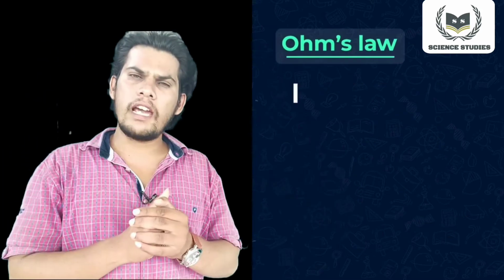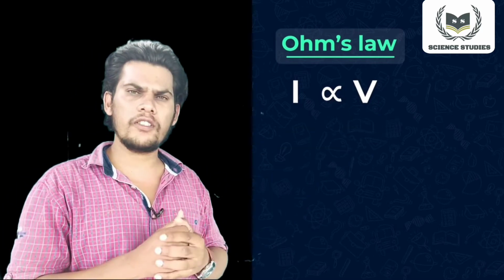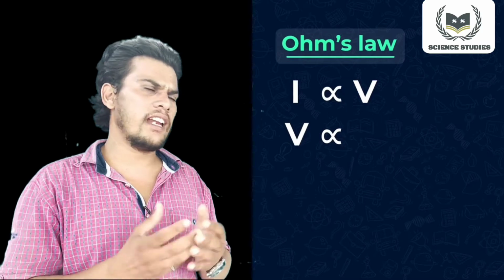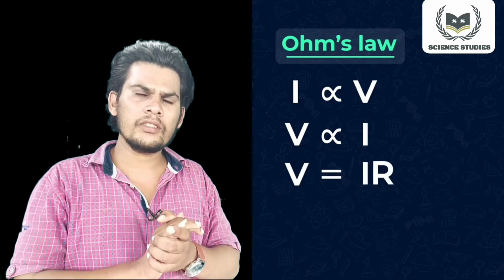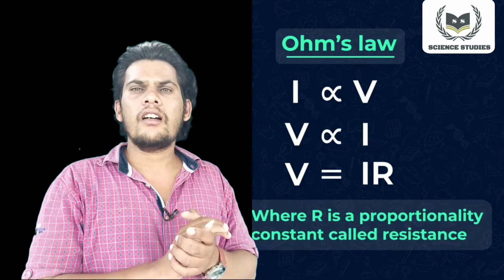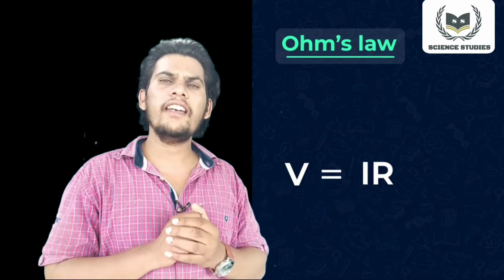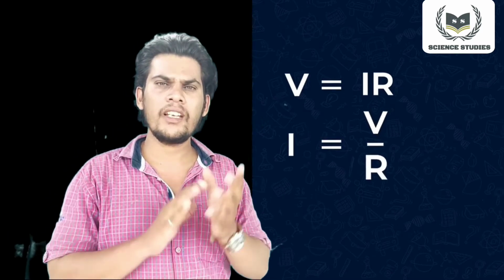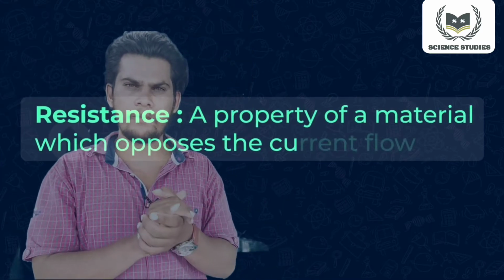So we can write the mathematical formula: current I is directly proportional to the voltage V. We can write this equation in another form: voltage V is directly proportional to I, by adding a constant called R. So we can write voltage V equals I into R. Here R is a constant, also called resistance. What is resistance? Resistance is nothing but an obstruction to the flow of electrons.